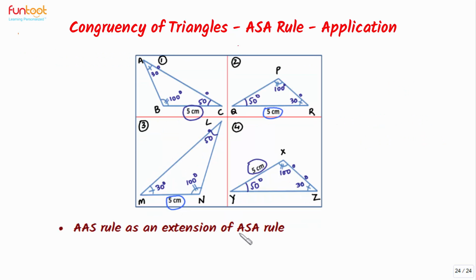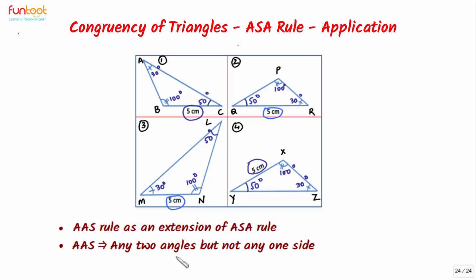Let's summarize what we have learned here. We have learned that the AAS rule is an extension of the ASA rule. We should be careful. AAS rule implies any two angles but not any one side. It should be the corresponding side.